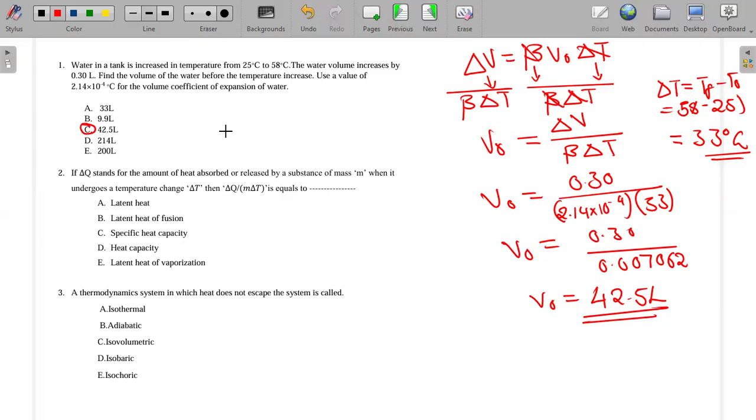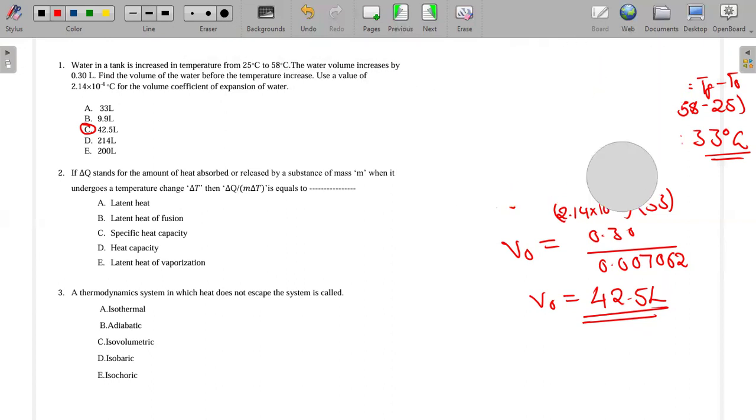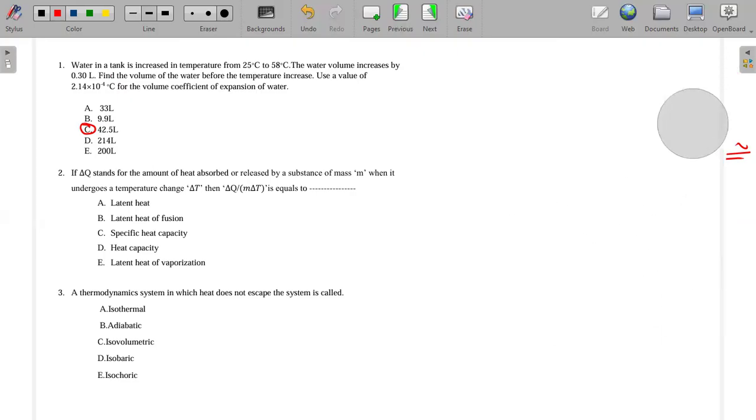If change in Q stands for the amount of heat absorbed or released by a substance of mass m when it undergoes a temperature change delta T, then the change in Q over m delta T is equal to dash. All right, so this formula is basically talking about the amount of thermal energy that is absorbed by a substance of a given mass when there's a change in temperature. So that's the basic concept.